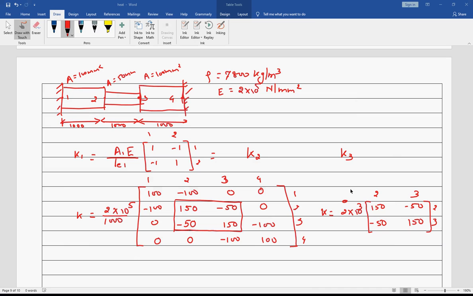So you can try to prepare the matrices, prepare the global stiffness, and then go with the elimination. So the first row, first column and the fourth row, fourth column will get eliminated.